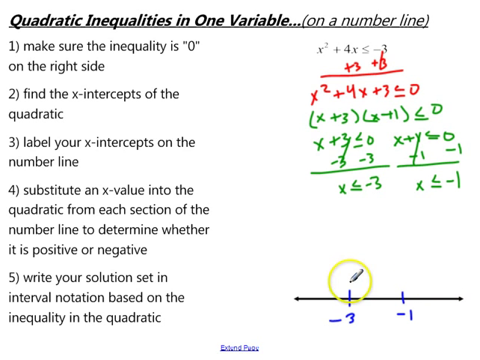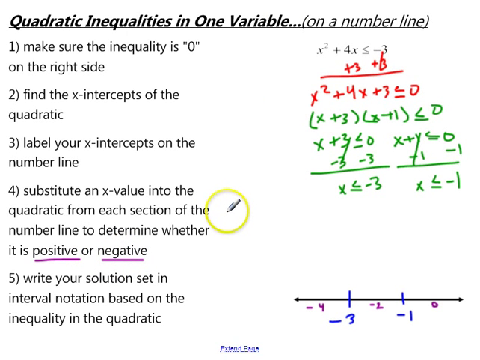So let's just pick a number from each section. I'm going to try to keep them small. So I'm going to use negative 4, negative 2, and then 0. So you're just picking one representative from each section of your number line. And then we're going to substitute those values into the quadratic. And we want to know, is the answer positive or is it negative? So let's go ahead and substitute in our values.